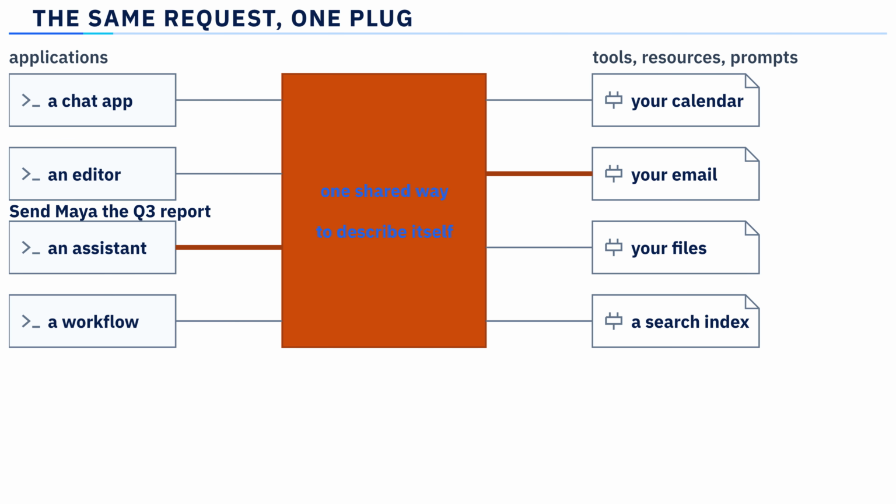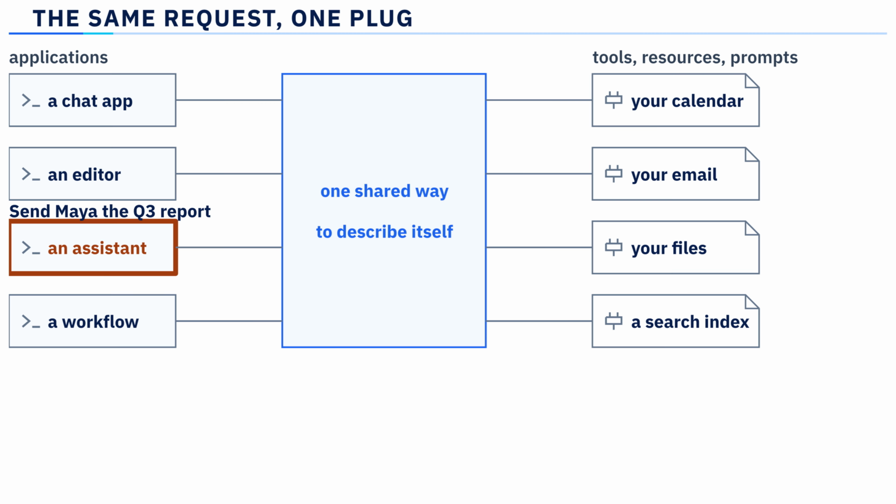And the confirmation comes back the same way, across the plug and back to the assistant, which now knows the job is done. Sent to Maya. Same request, same result as episode 3. The only thing that changed is that nobody had to wire this pair together by hand.